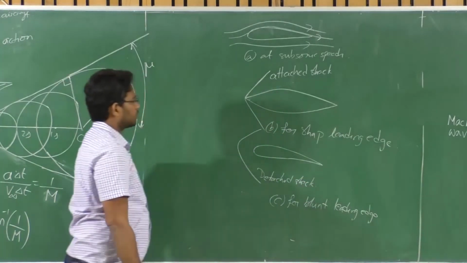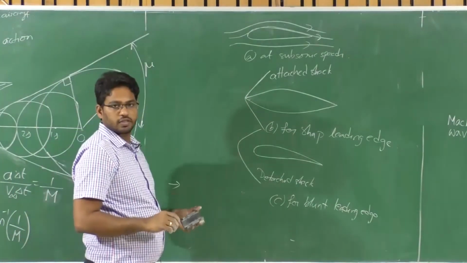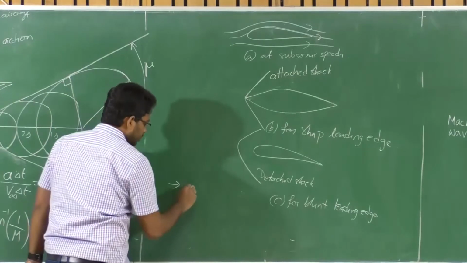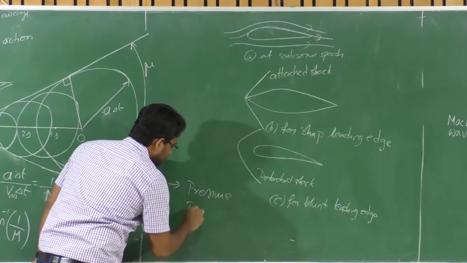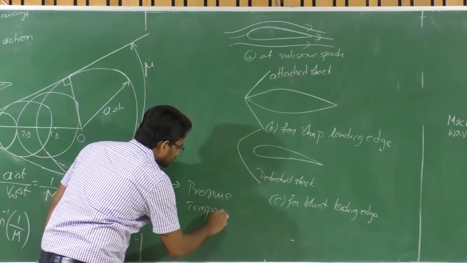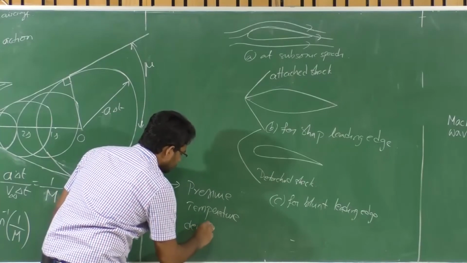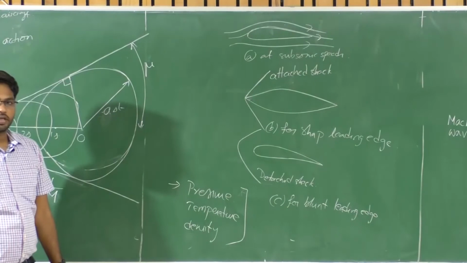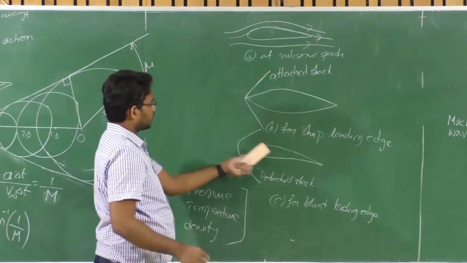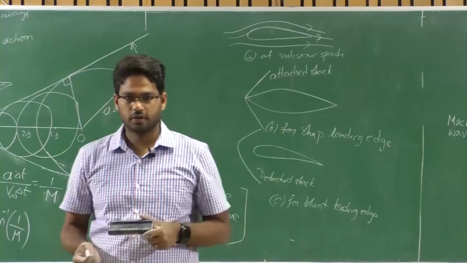Okay. So as soon as the fluid particles cross this shock, there will be a huge variation: an increase in pressure, temperature, as well as density. And the velocity downstream of the shock, as I told you, is always less than the velocity upstream of the shock.